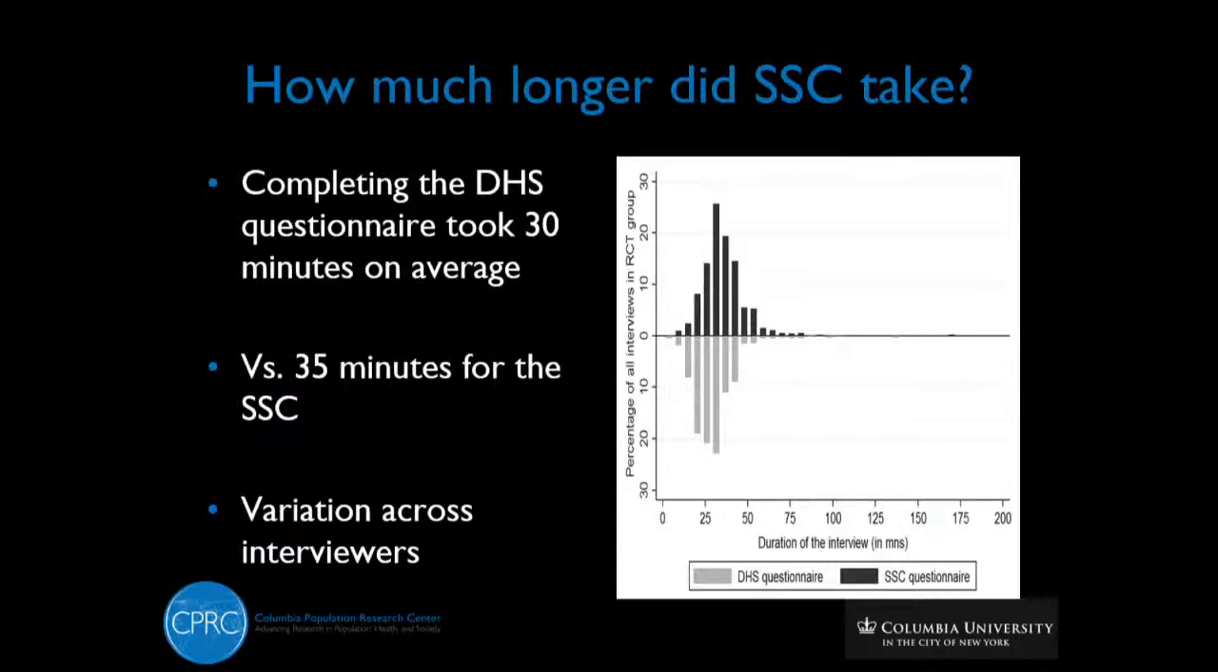And there is also very significant variation across interviewers. Some interviewers get it, some interviewers just don't. And if you see here, there are some small data points of interviews that lasted an incredible amount of time. So that's part of the problem, and I blame the interviewers for this. Of course, not my training skills.